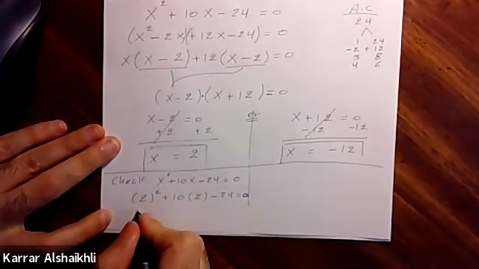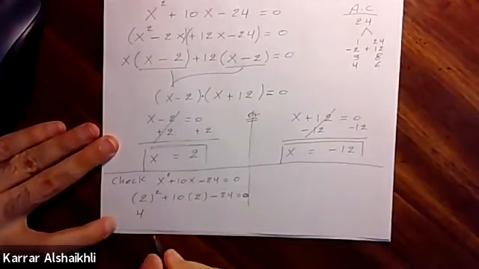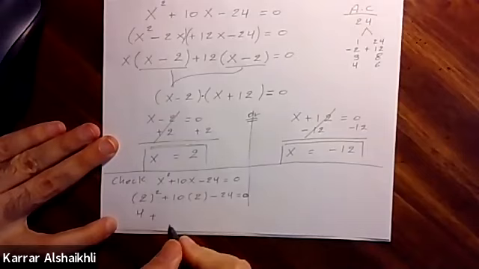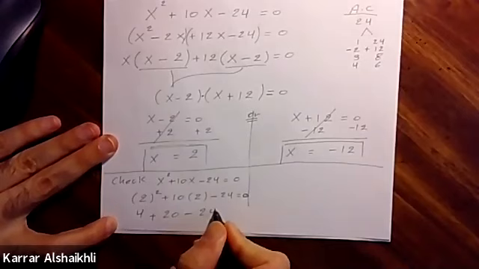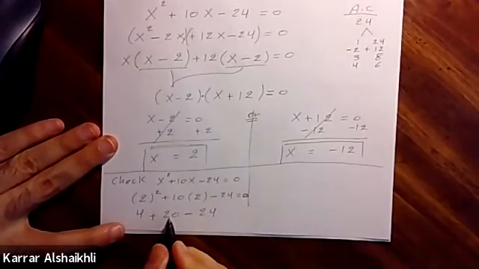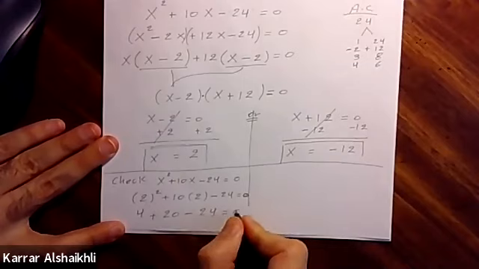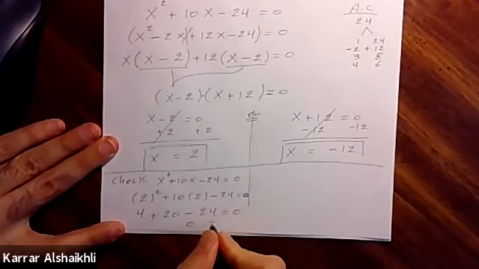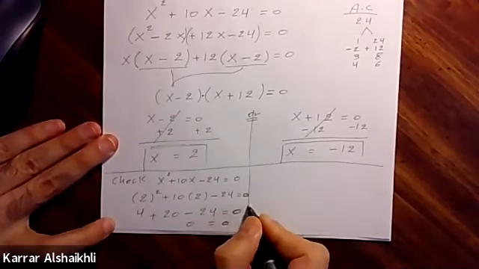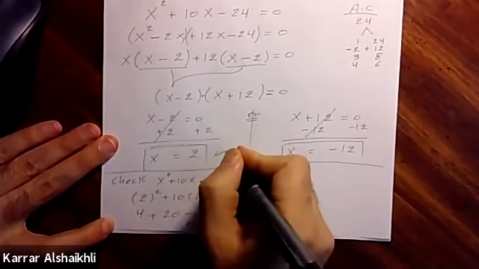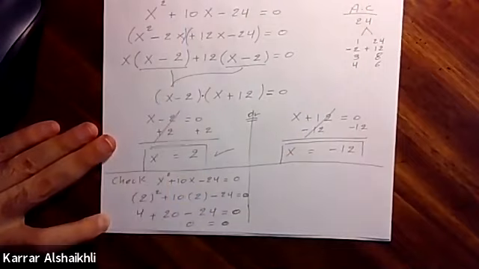2 squared is going to be 4. Plus 10 times 2 is going to be 20. Minus 24. 4 plus 20 is going to be 24. 24 minus 24 is going to be 0. That means 0 equals 0. You see, I got 2 equal sides. That means this is a solution for this problem.